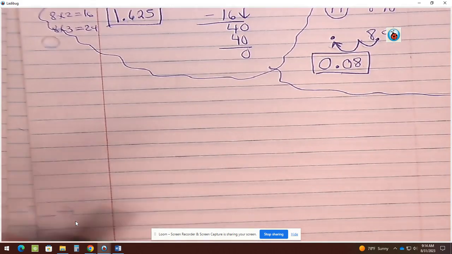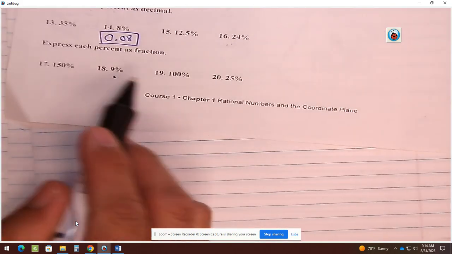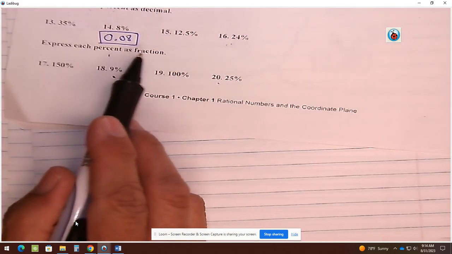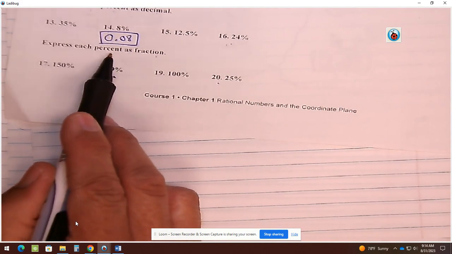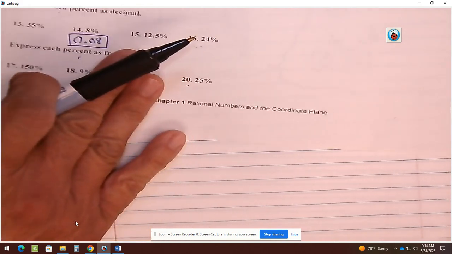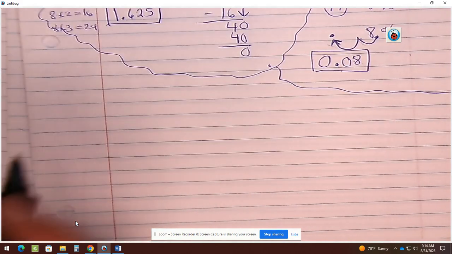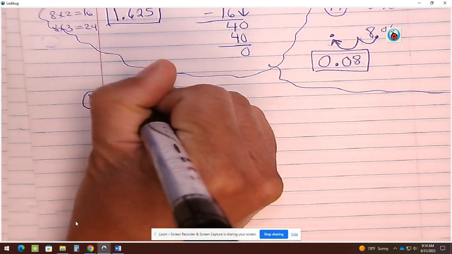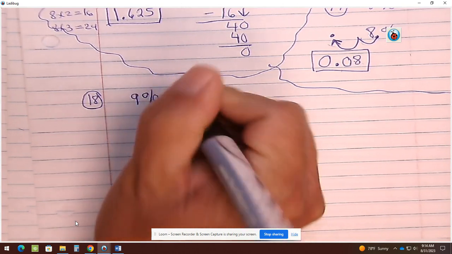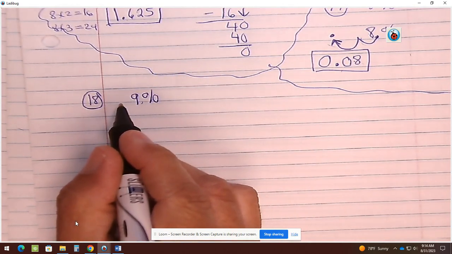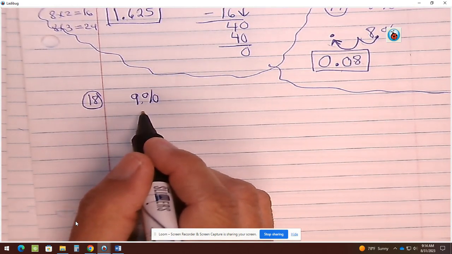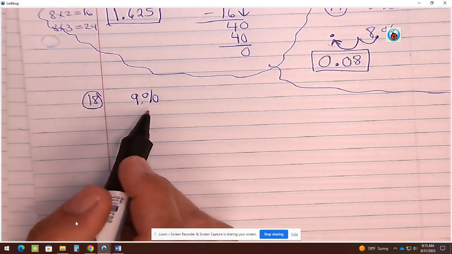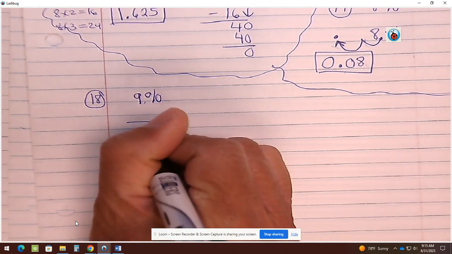18 and 20, they want me to go from percent to fraction. From percent to fraction. Okay? So I'll do, I guess, number 18. We have the percent, 9%. We're not going to go the reversa here because we're not going to decimal, we're going to fraction. Percent always means out of 100.